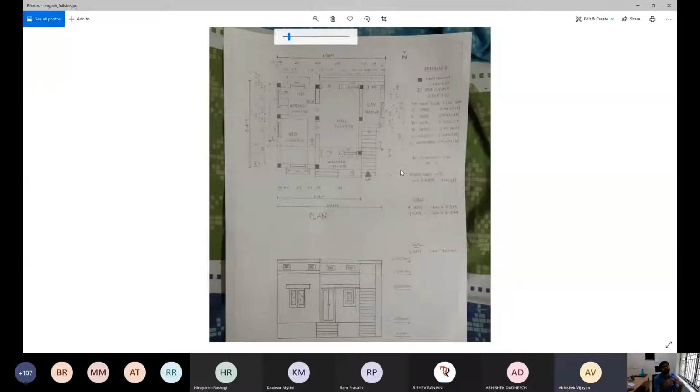10% of floor area. Only one person is replying. What about the remaining people? That's why we discussed all these things in the last 2-3 classes: building planning principles, building bylaws. Because in drawings we never give all dimensions and all specifications. Some of the things you have to assume suitably.